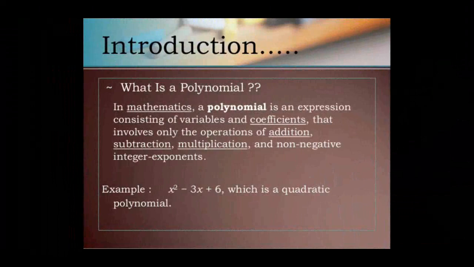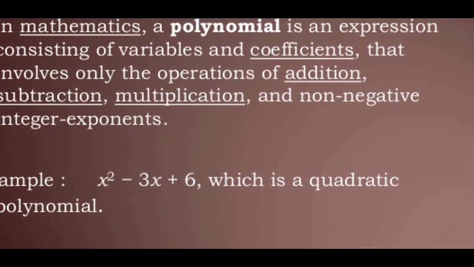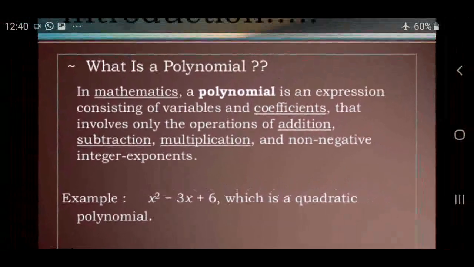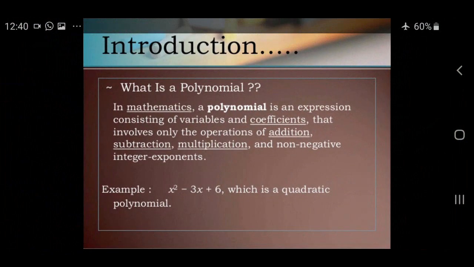We can consider different examples. x plus 2, x square plus 3x plus 6, y minus 3. There are so many. If the variable is x, we can call the polynomial p of x. If the variable is y, that is p of y. Okay, that we all know.